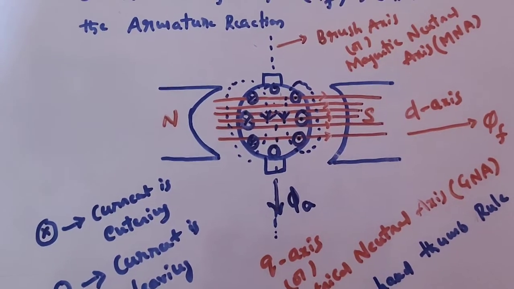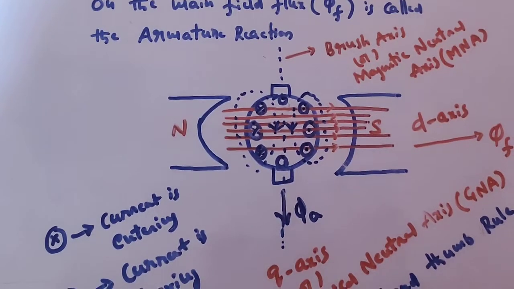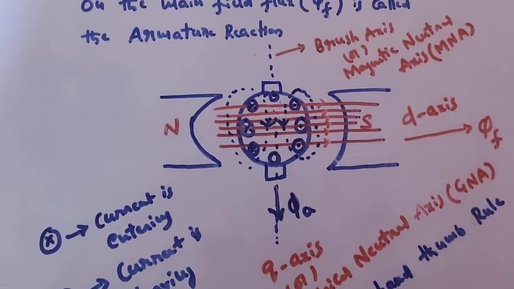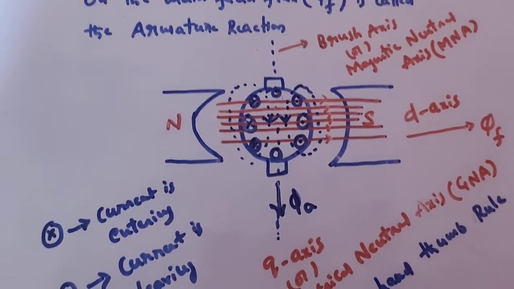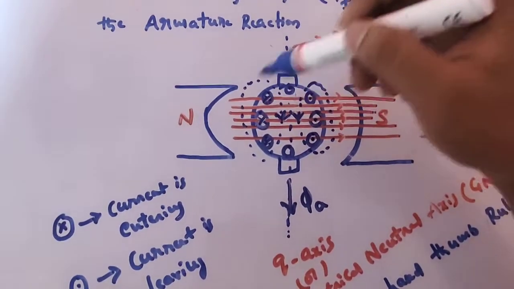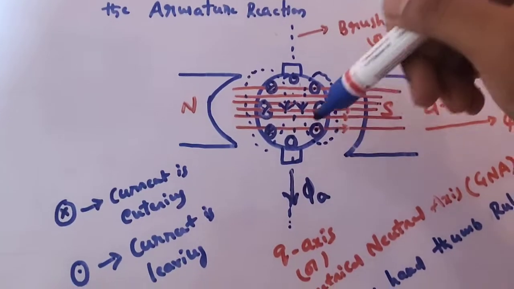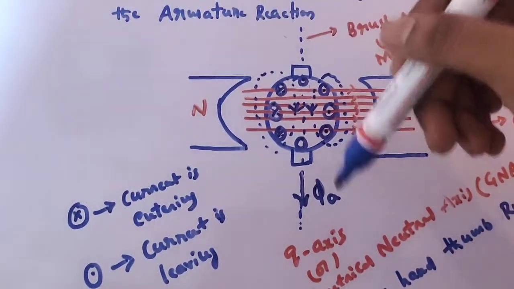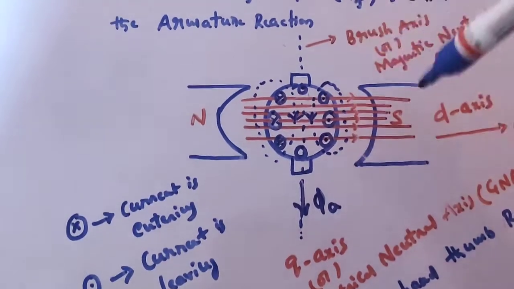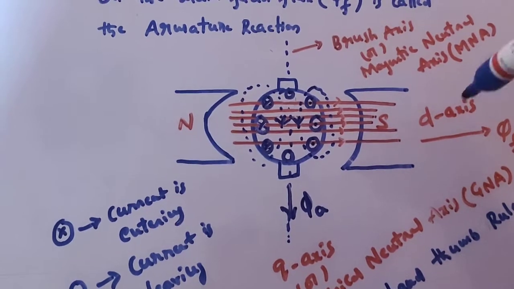Once again, I am repeating: due to the current produced in the armature, a flux is induced, and the direction of the flux is found by the right hand thumb rule. By using the right hand thumb rule, I have provided these directions, and finally we came to know that the direction of the armature flux is pointing downwards, which is perpendicular to the main field flux phi f.